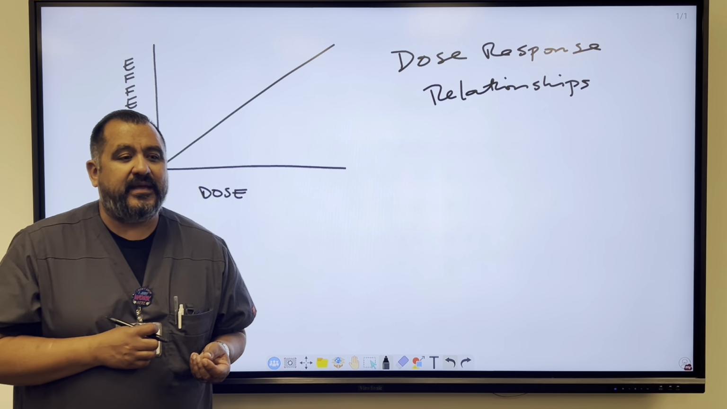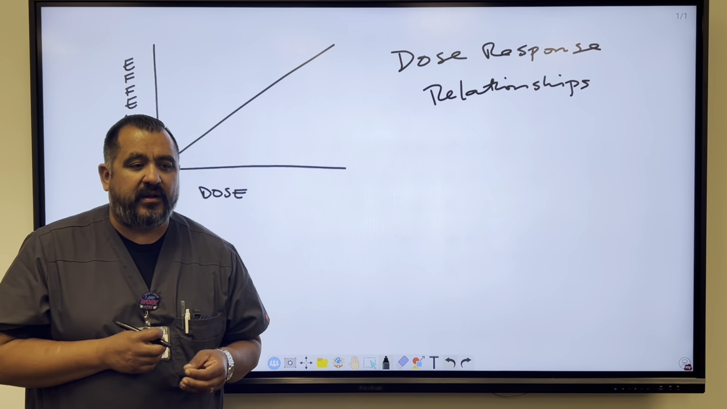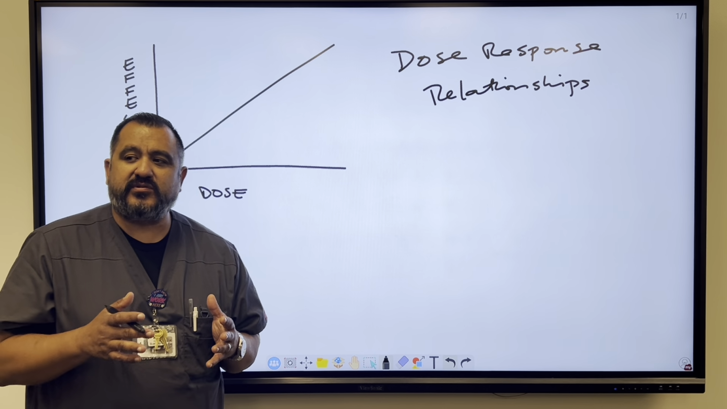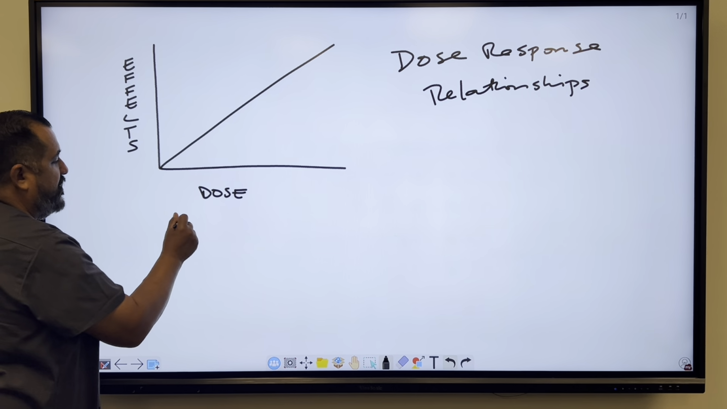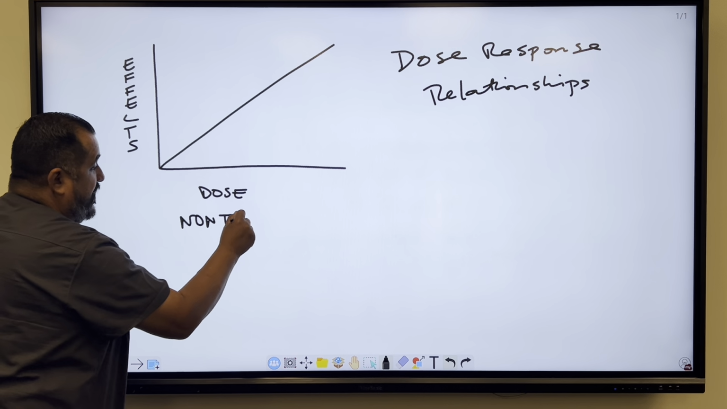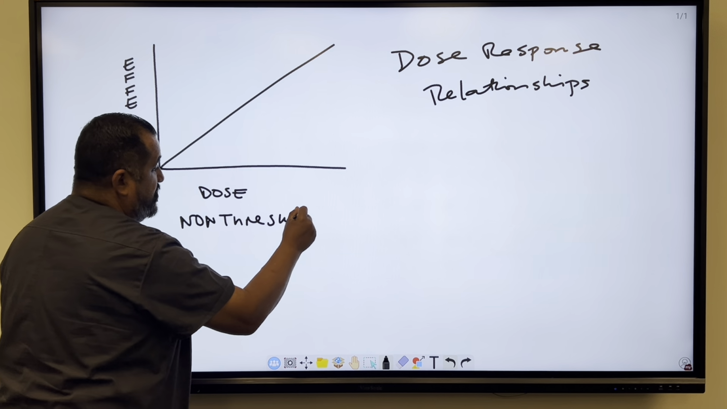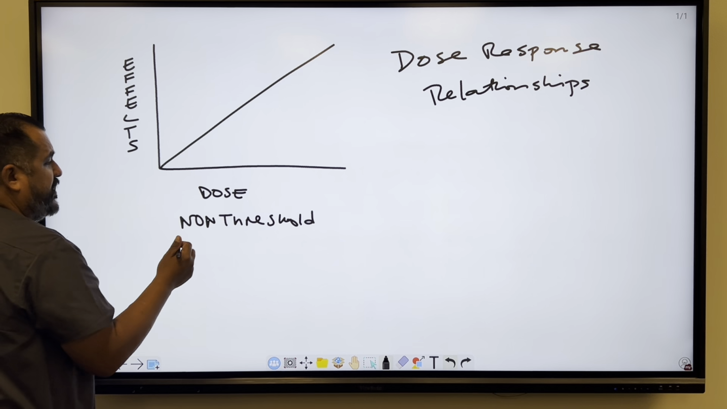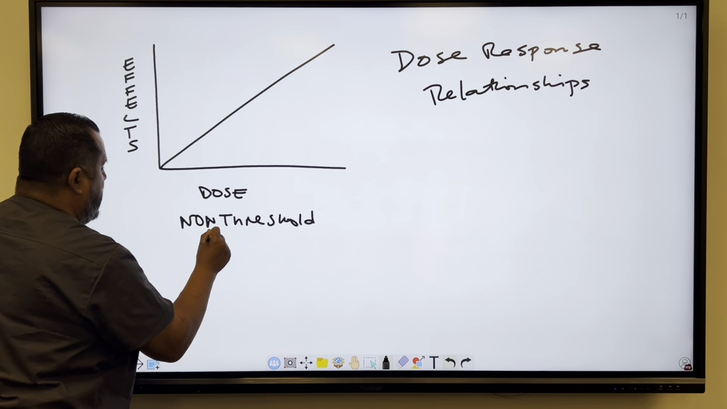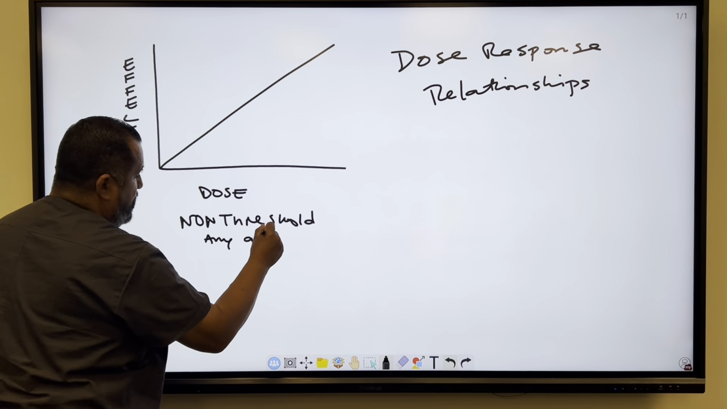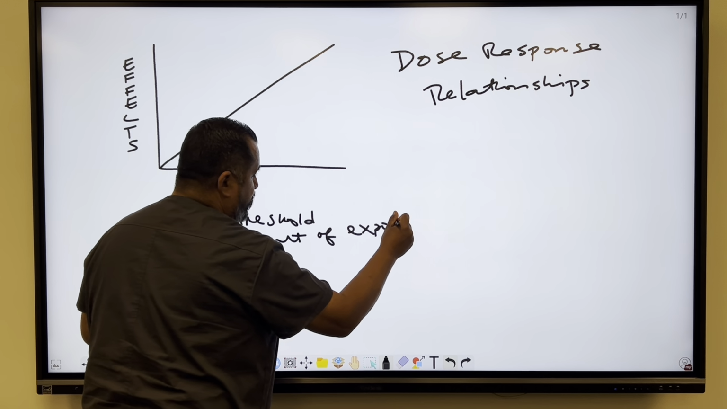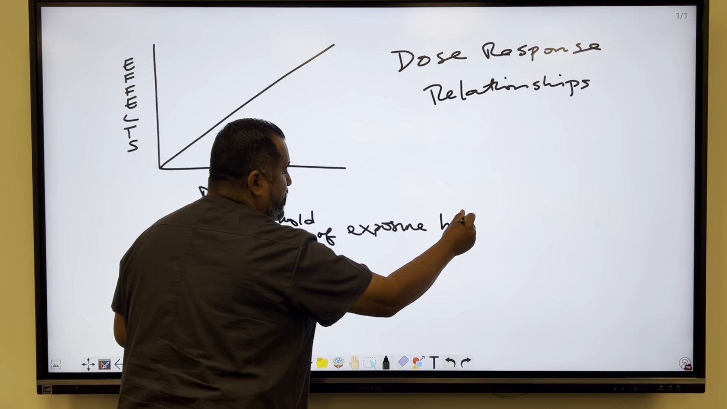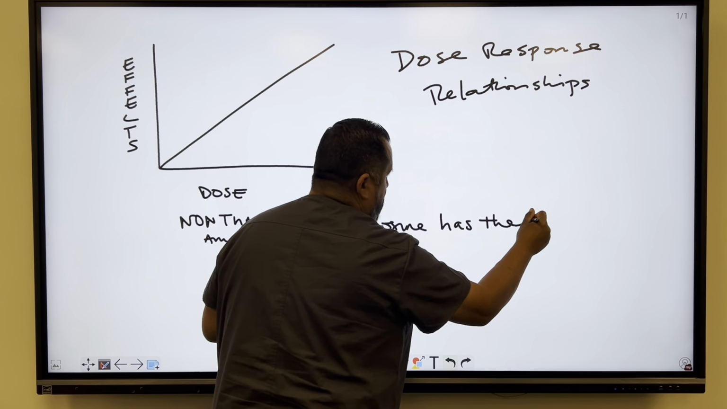That means any minuscule or minimal amount of radiation has the potential to cause harm. All right, so again, if it starts in the corner, it's going to be non-threshold, because that means any amount has the potential to cause harm. So again, non-threshold, we'll say any amount of radiation exposure has the potential to cause harm.